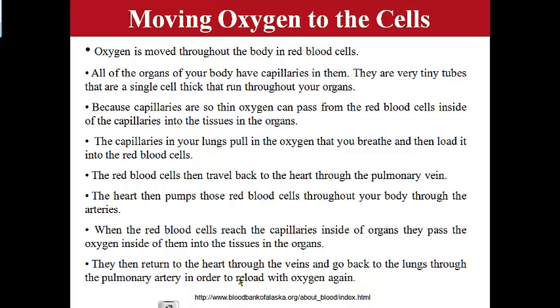So how does blood help move oxygen out to your cells? Well, oxygen is moved throughout your body using the red blood cells. All of your organs have these little itty bitty tubes in them called capillaries, and these tubes are only 1 cell thick. If you remember from the last video, your arteries branch off and carry the blood out to smaller arteries, which carry the blood to smaller arteries, which then carry the blood into these teeny little tubes called capillaries.